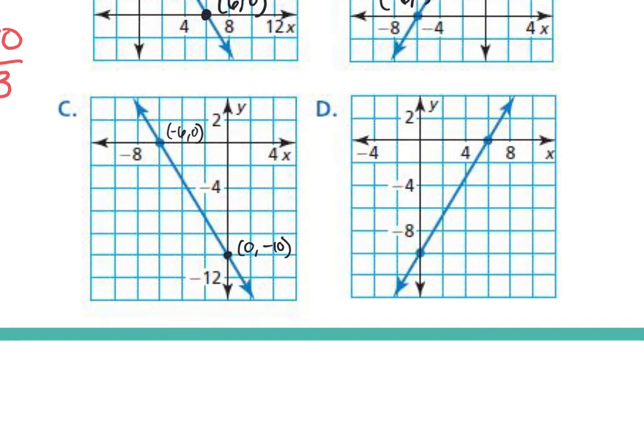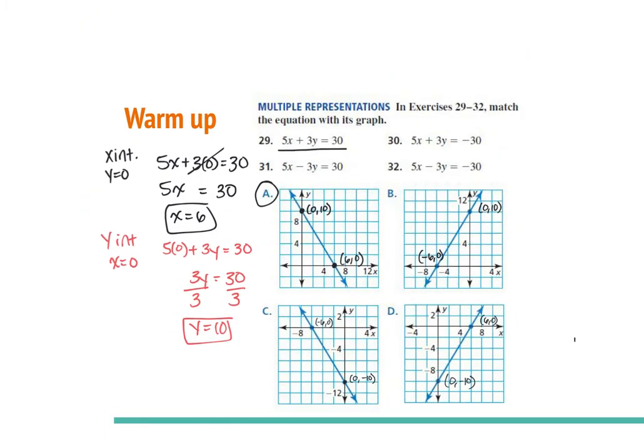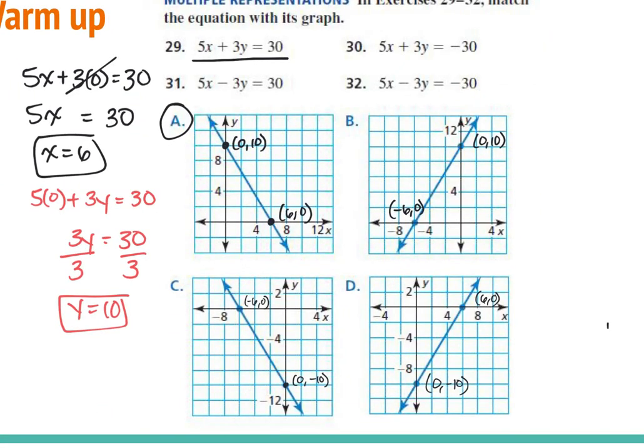D. Valerie, where does D cross the y-axis? Crosses the y-axis at -10. And the x-axis? Okay. We're going to use this information to help us figure out which equation matches with the graph. So 29 was A.